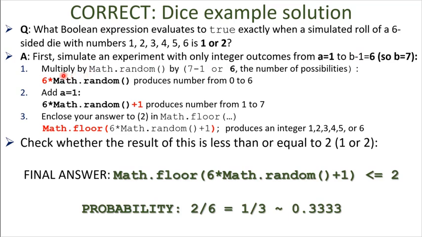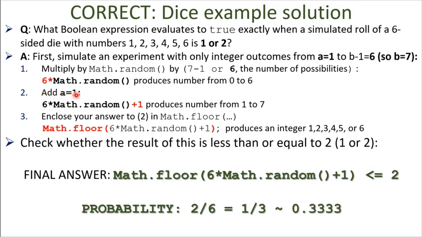So what we'll do then is we'll multiply math.random by 7 minus 1, or 6, which was the number of possible outcomes here. Okay, so 6 times math.random is now going to produce a number from 0 to 6, right? If math.random produced 0, you would get 6 times 0 is 0. And if math.random produced 1, you would get 6 times 1 is 6, right?